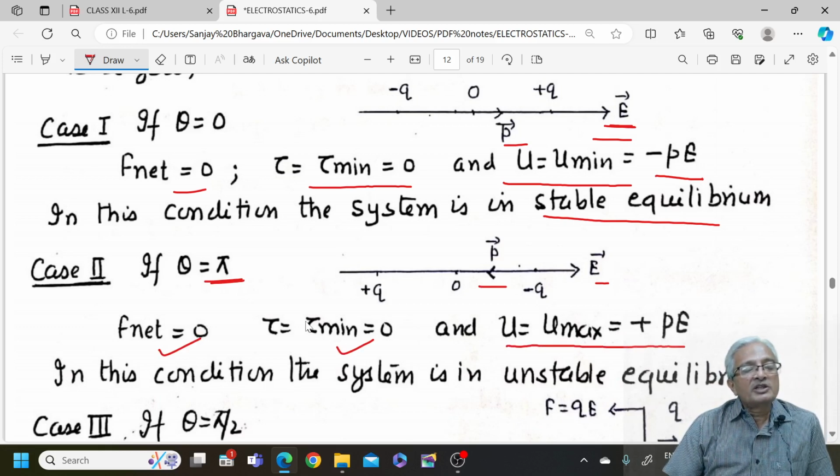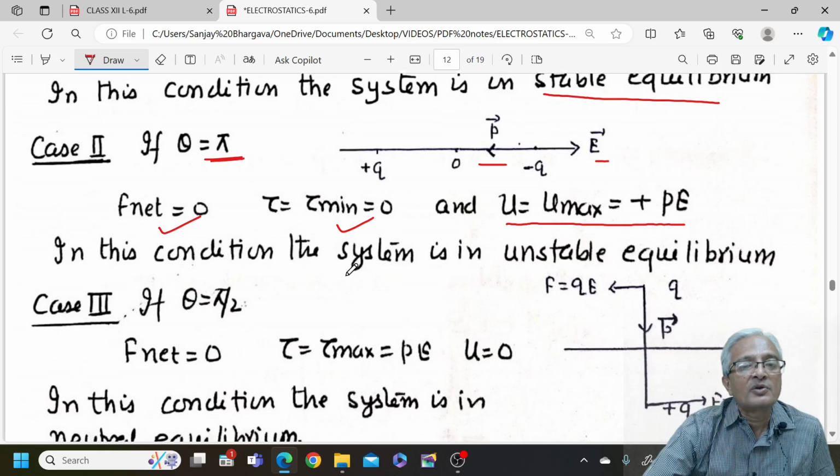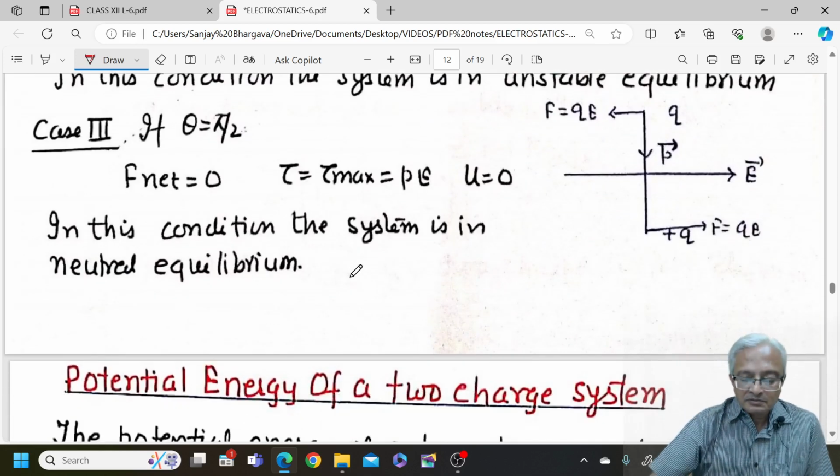When the potential energy of the system is positive and maximum, then the system is said to be in unstable equilibrium. How do I define unstable equilibrium? After a small displacement from this position, the dipole would be aligned back by itself parallel to the direction of the electric field. That is why, after a small displacement, the system is not returning back to its original position, so it's said to be unstable equilibrium.